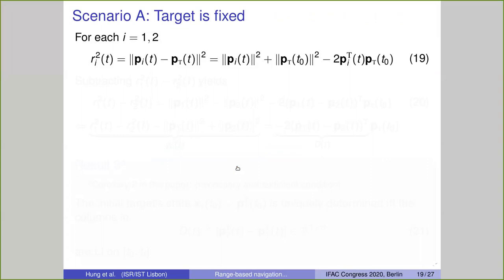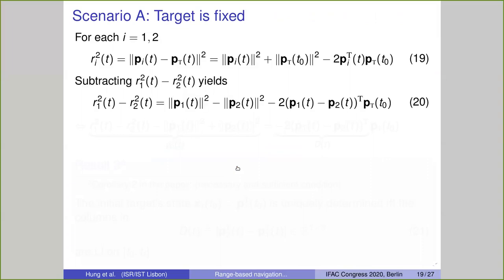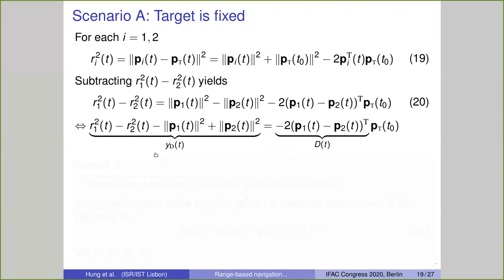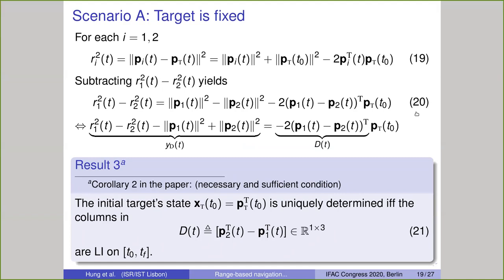Again, we show the case where the target is fixed. We use a similar trick as we have shown before. We end up with the relation between the target position and the vector, the matrix D, which quantifies the information when the trackers move. Y_D is a null vector, right? Because we know the range from tracker one to the target, the range from tracker two to the target, and so on. From the last relation, we have the following result.